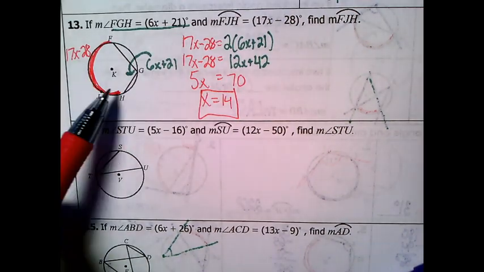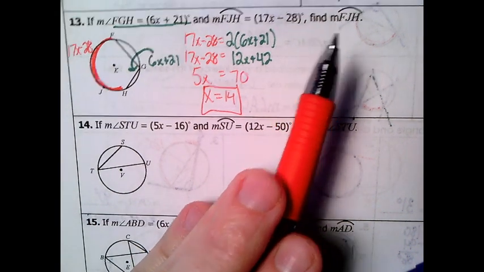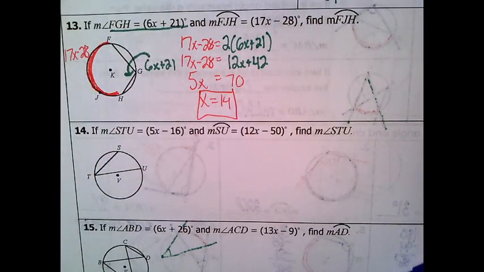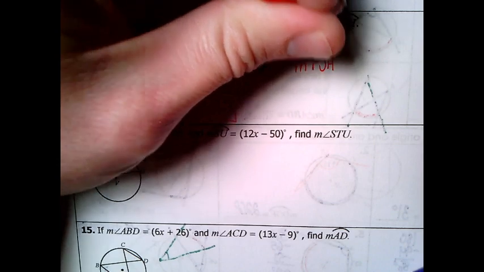But in this, they want you to find this arc, FJH. Find FJH, the arc. So I got to plug it in. So the measure of FJH is 17 times 14 minus 28.